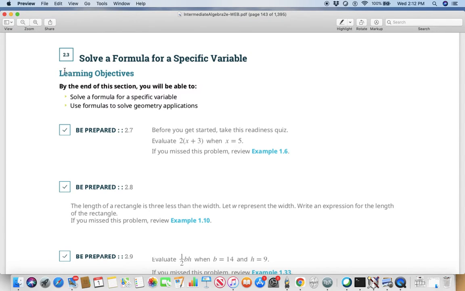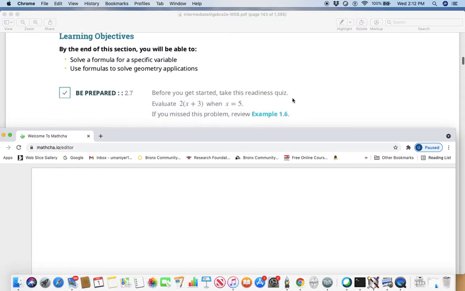Welcome back. Section 2-3. Solve a formula for a specific variable. Learning objectives. By the end of this section, you'll be able to solve a formula for a specific variable. This is the part that we are interested in. Use formulas to solve geometry applications.